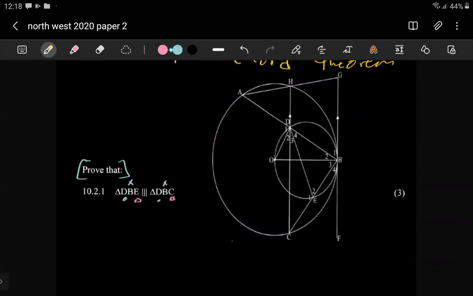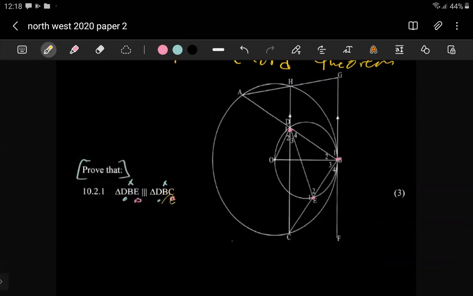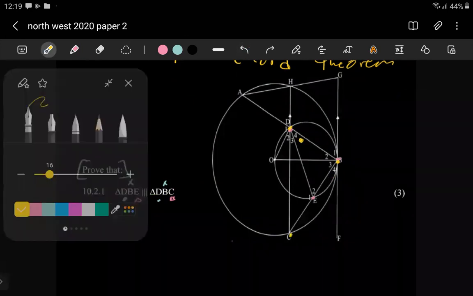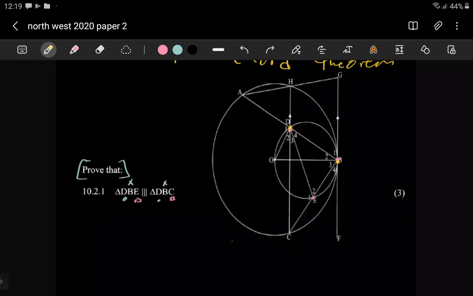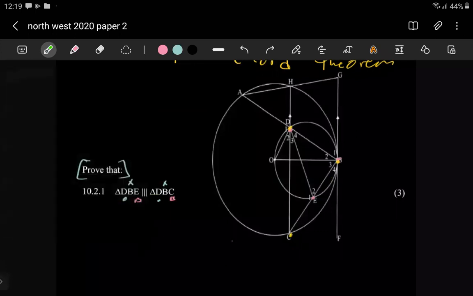What do we have? Let me just see these two triangles. DBE. So there's D, B, and E. And then the other triangle, let's use a yellow. It's DBC. So it's D, B, C. So we proved that this angle is equal to that one. No, I gotta use different dots now. Let's use a green. So we proved that this angle here was equal to that one. And then we also proved that this angle here was equal to that one.